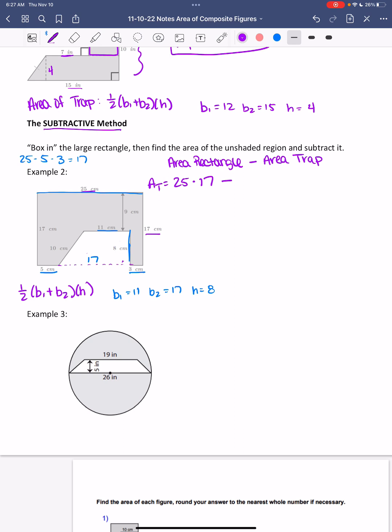So when I go plug that in, it's going to be minus, and put these in parentheses. That might be a little bit easier because we're subtracting. Minus 1/2 times 11 plus 17 times 8, and that's going to be our total. Let me break that down a little bit, it's going to get us 425 minus 112, and that's going to get us 313 centimeters squared.